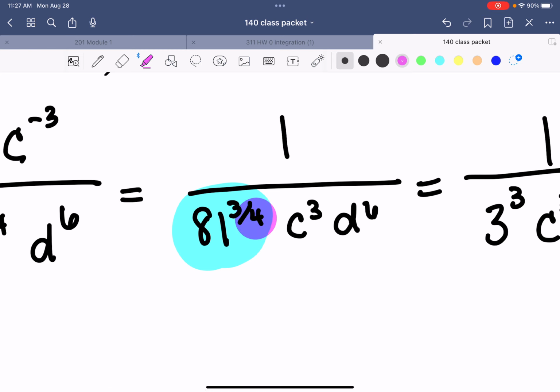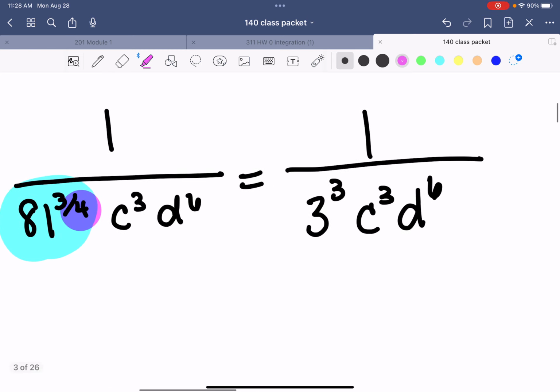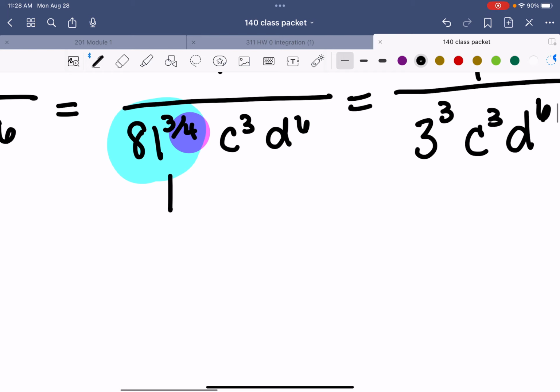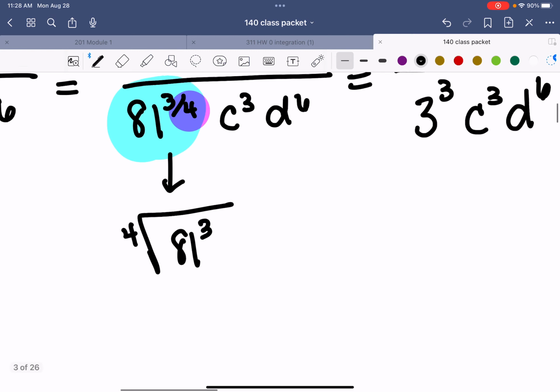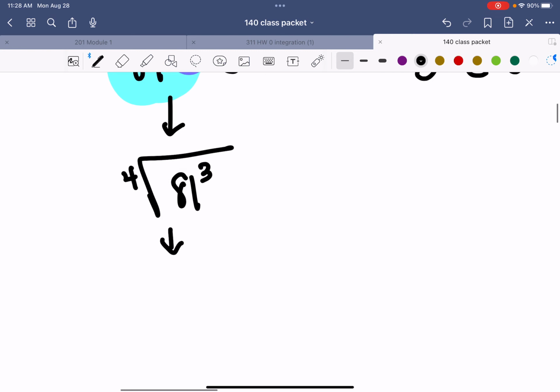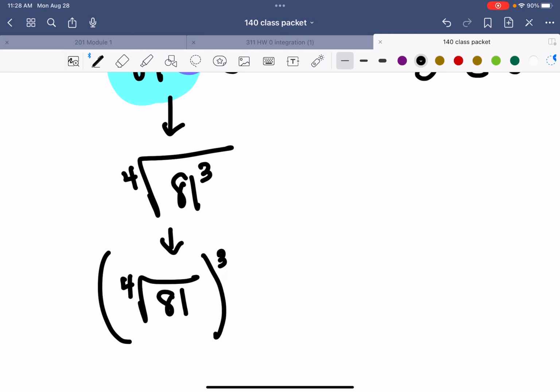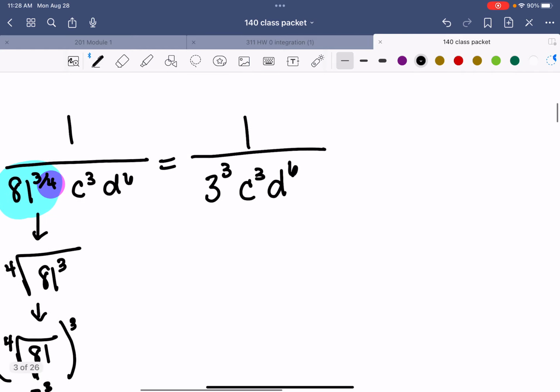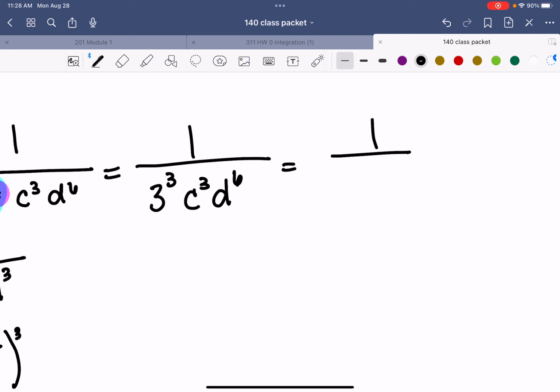Because all I did was take care of that bottom part of the fraction, just this 4 right there. I didn't mess with the 3, so the 3 is still there. And that's because this becomes 81 cubed to the 4th root. Now, you don't have to do it in that order. The order that I do it in is actually this. So we're going to take 81, the 4th root, and then we're going to cube it. The order in which you take those powers doesn't necessarily matter. And so this becomes now 3 with the cube on the outside. And then 3 cubed is 27. So this is 27 c cubed d to the 6th.